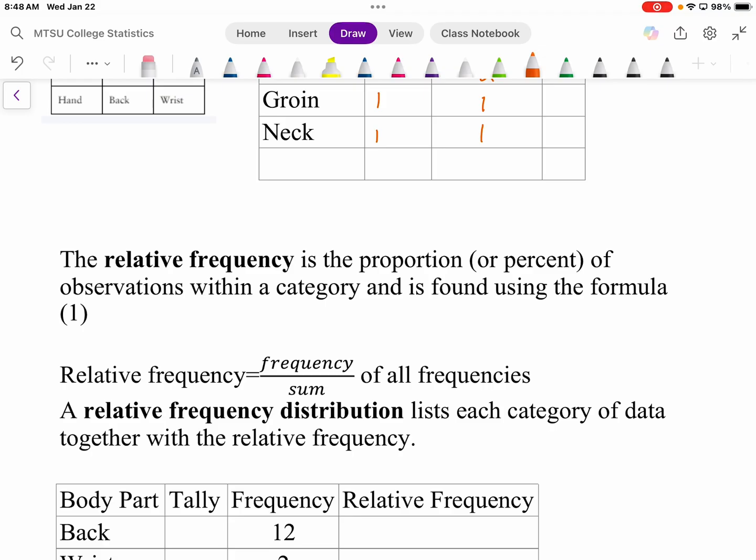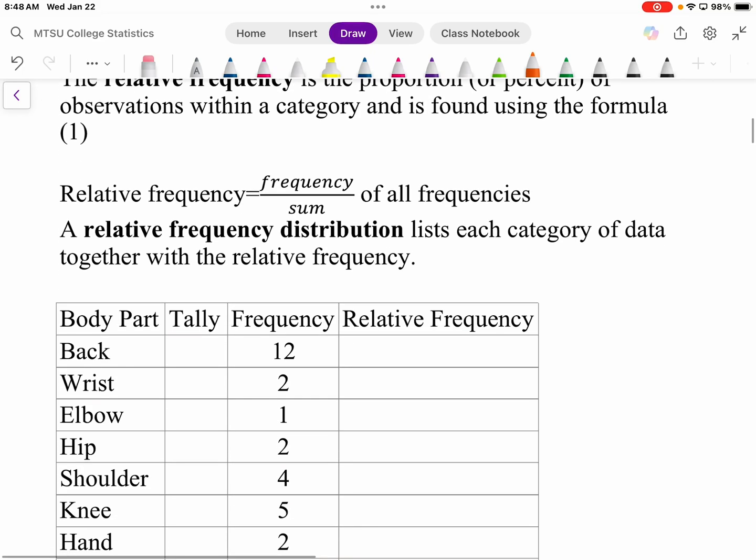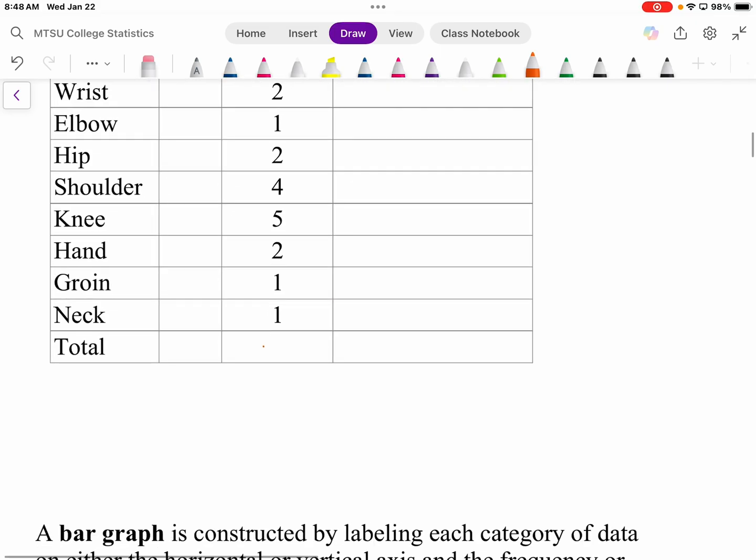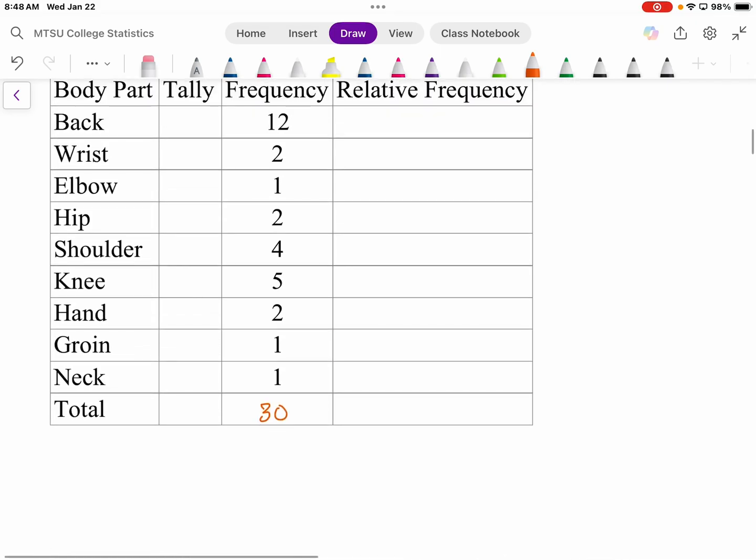And so as we create our relative frequency table down below, there is a total of 30 in our sample here. So as I find each of these relative frequencies as a percentage, I need to carefully go through and say, okay, what is 12 divided by 30? Get that as a decimal. What is 2 divided by 30?